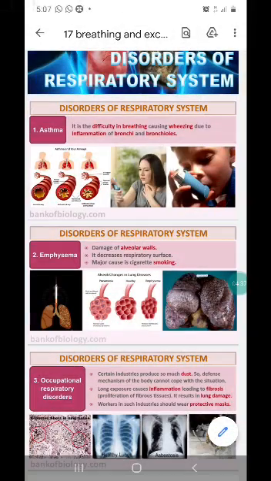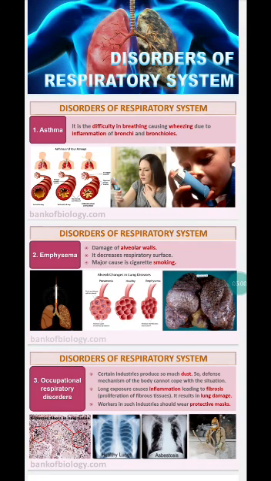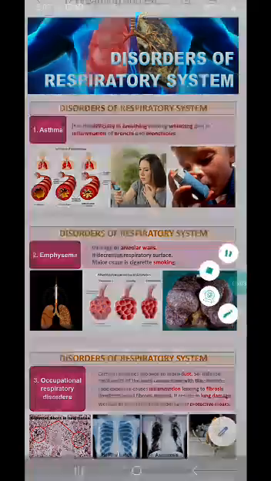Next, we'll go to the disorders of the respiratory system. We are talking about disorders, not diseases. Okay, now the first one is asthma. Asthma is a condition where people will have difficulty in breathing. They have symptoms like wheezing, right? So it is difficulty in breathing causing wheezing due to inflammation of the bronchi.